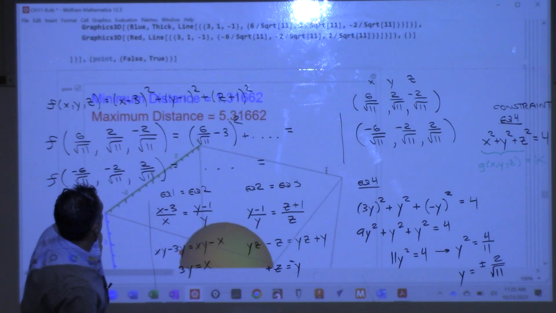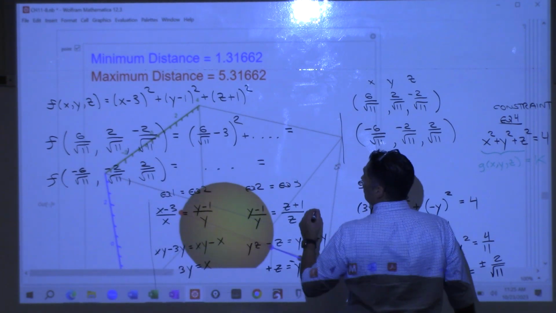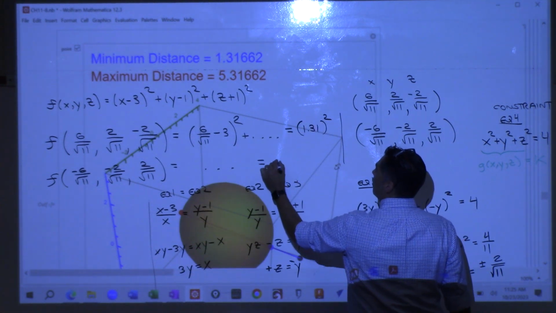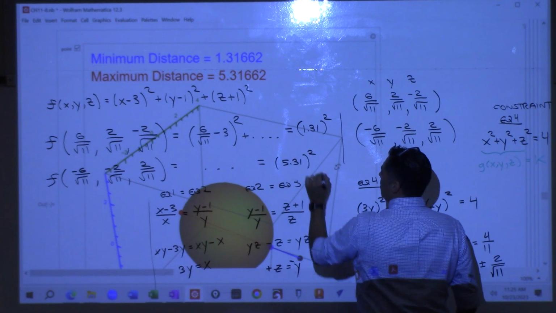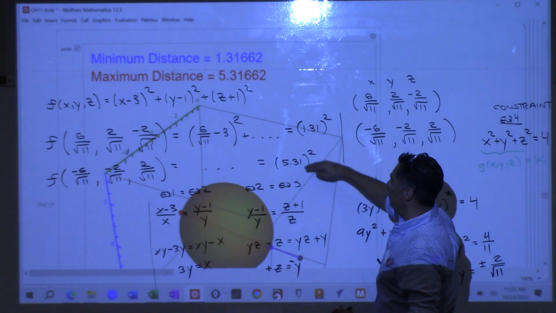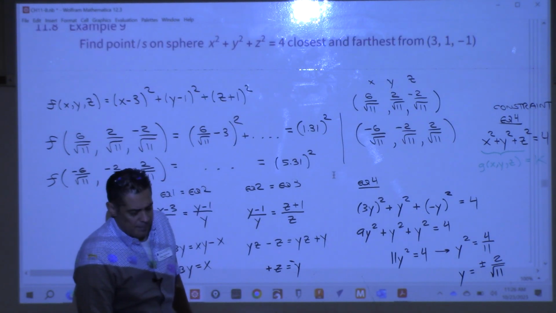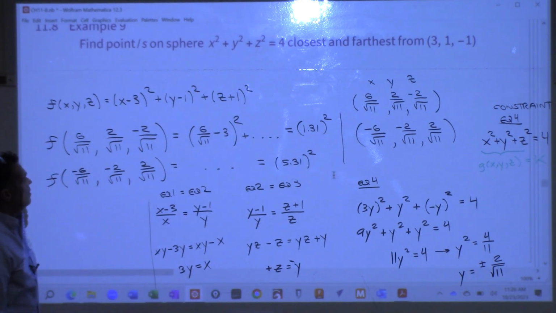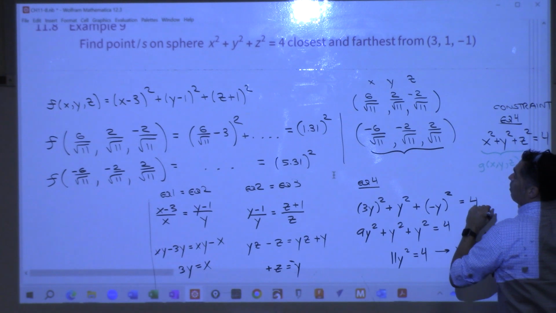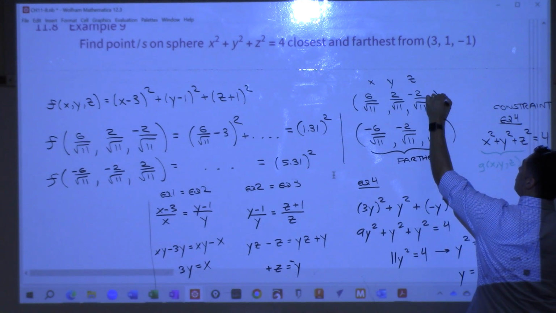Your answer here should be something like 1.31 squared, and then this one will be 5.31 squared. In other words, this one's going to be bigger than that one. When you plug those numbers in, you're going to get a bigger number than this one. Can you just trust me on that? Which means that this point is farthest away, and this one is closest.